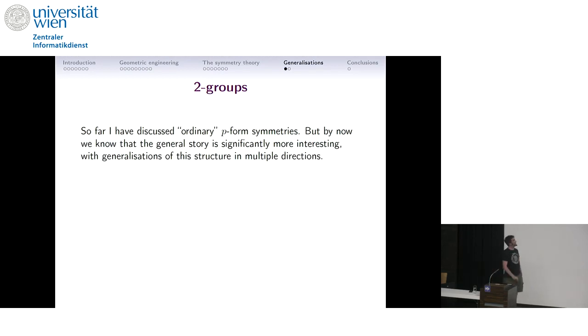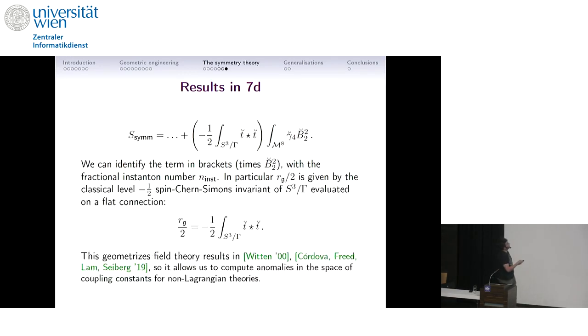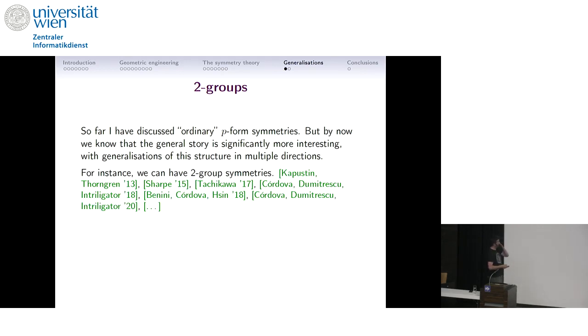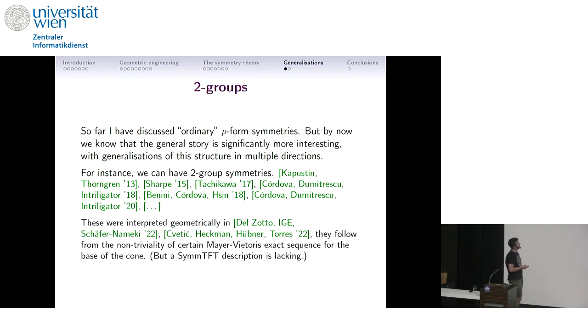Anyway, you can do the same thing in 5D, and you can do many things. But let me close by explaining some more general things that you can do, which are not just more of the same. So you can do 2-groups. This is an area that has been very active recently. There are many papers explaining how to obtain 2-groups in field theory. And we can also understand this geometrically now, since a few months ago. And they follow from some interesting fibration structure in homology and the base. But we don't quite have a SymTFT description in this way.